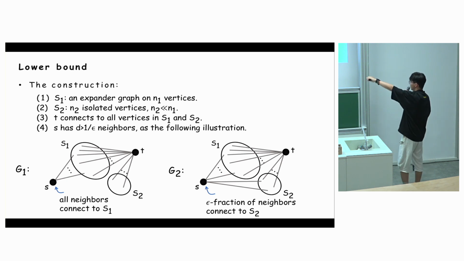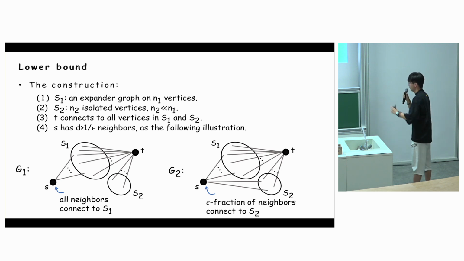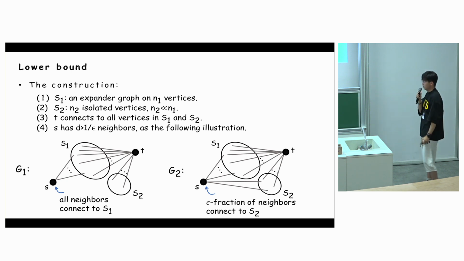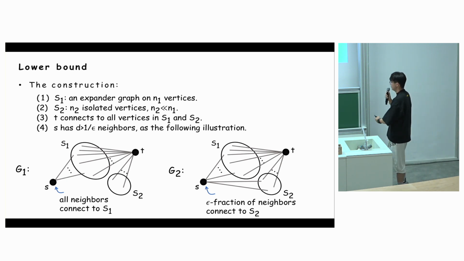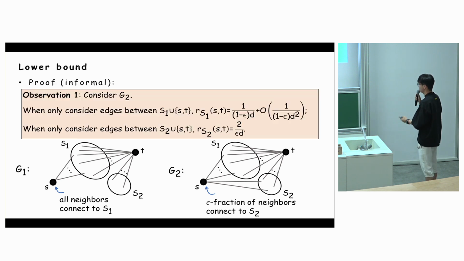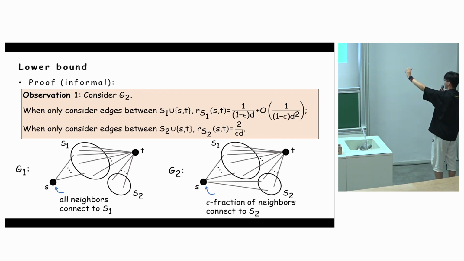We consider an expander graph on S1 with N1 vertices, and S2 is just N2 isolated vertices, and the size of S2 is much smaller than S1. Then we connect T to all vertices in S1 and S2, and we connect S to D neighbors. In G1, all neighbors are connected to S1. In G2, 1 minus epsilon fraction of the neighbors are connected to S1, and epsilon fraction of the neighbors are connected to S2. When we only consider the resistance from the upper part, RS1 is actually 1 over (1 minus epsilon) times D plus a little o term.